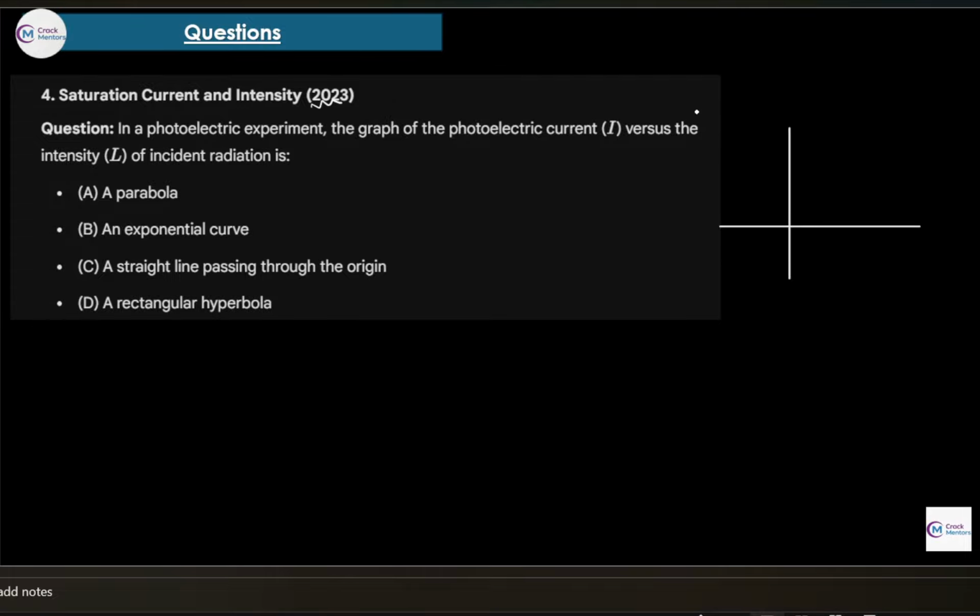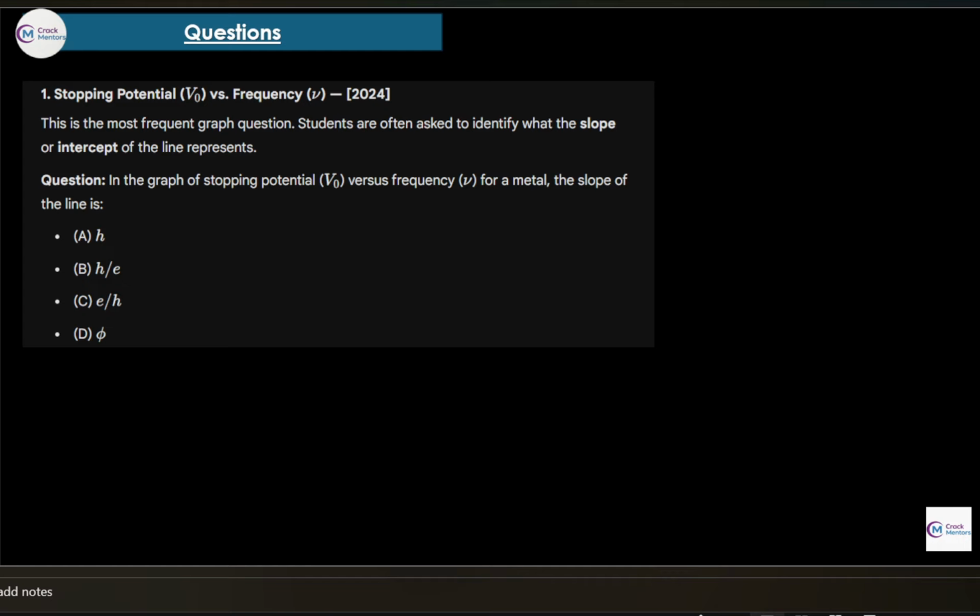We know that photocurrent versus intensity, this is L. We know that this is the graph which is a straight line. So a straight line passing through the origin. Yes, this is the correct answer. See, the question is very easy.